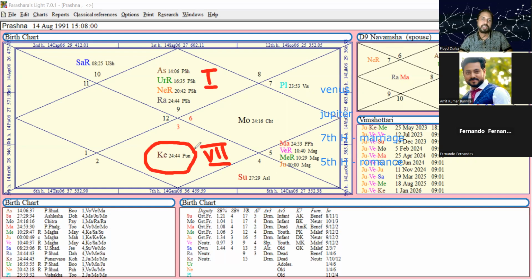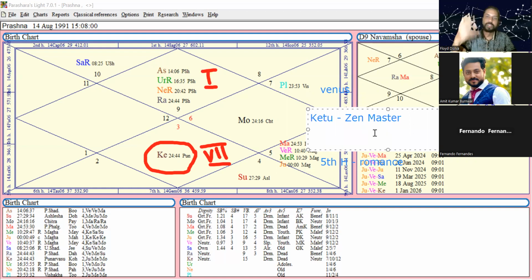Ketu we can see in the seventh house. And what are the qualities of Ketu? You have mentioned Zen master. Yes, yesterday we said Ketu is the Zen master. These are all standard things. If you look at the previous videos, you will get details on houses. Everything is there on my channel. Just look at it and you will get more details. But now I'll simplify it. Ketu is Zen master, so what qualities does it have?